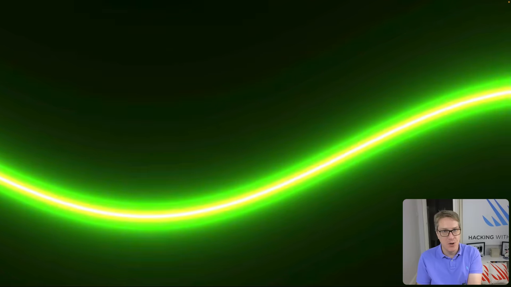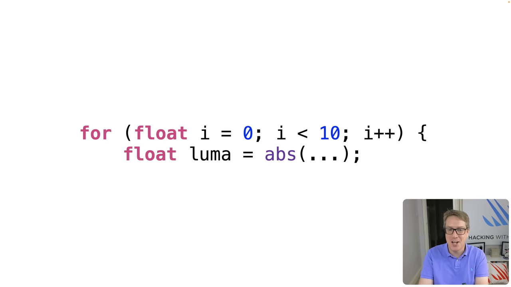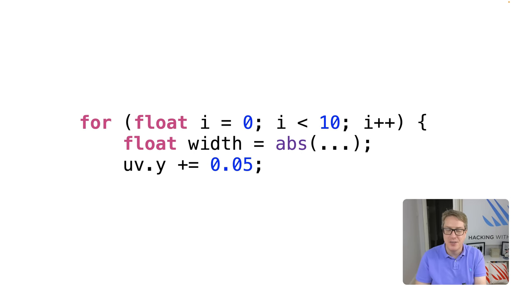But we're not going to stop there. We're just getting started, really. Here's our current loop code. Count from 0 to 10. Get our brightness and so forth. That's fine. Inside the loop, I'm going to nudge down the Y by 0.05. Just nudge it down a tiny amount each time.